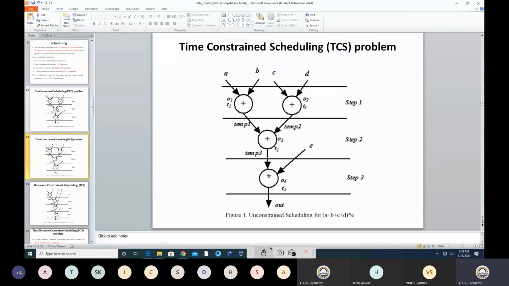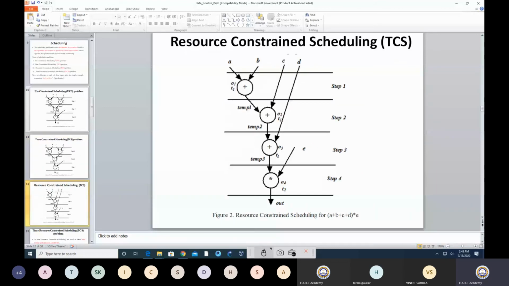Now the time constraint. If I go for a time constraint, then the graph would be the same, because this particular expression can be completed in 3 clock cycles, not fewer than 3 clock cycles. Because of the dependencies it has, we can complete it in 3 clock cycles.